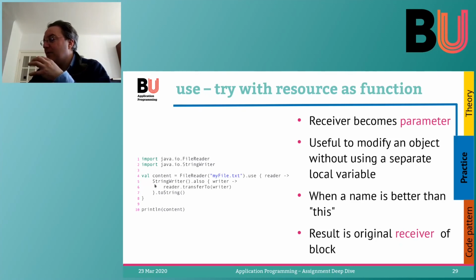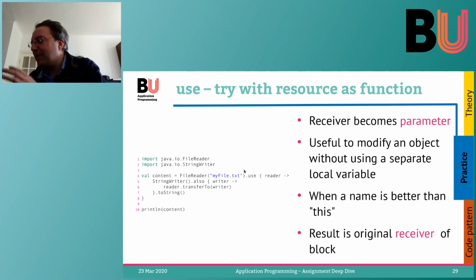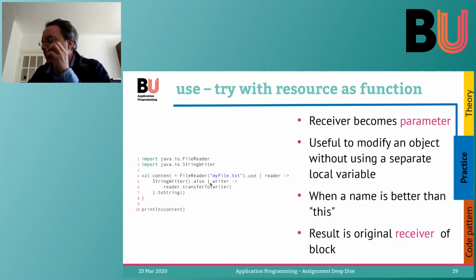So what do we do with the reader we have now? We need to give it a name, obviously. The use does not have a receiver function. You could then wrap it up into a run or something, but it just gets confusing. A named parameter is much clearer in this case. So we have a string writer that we also want to do something with. A string writer, we could use with use, but string writers are just strings, they don't need to be closed. So with the writer, we say reader, transfer your content to this writer.